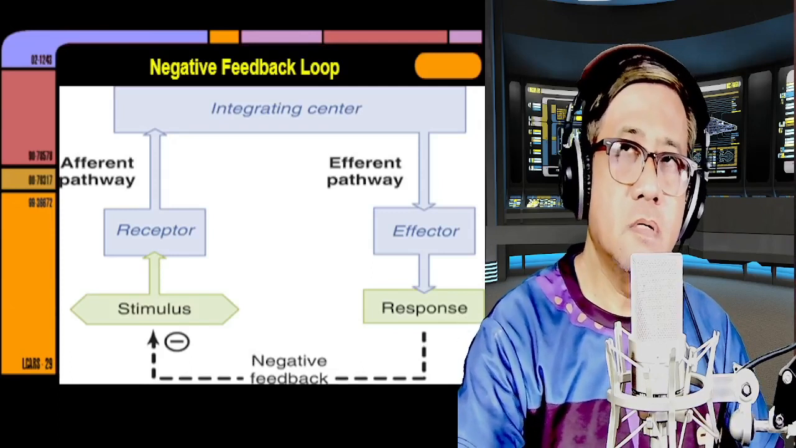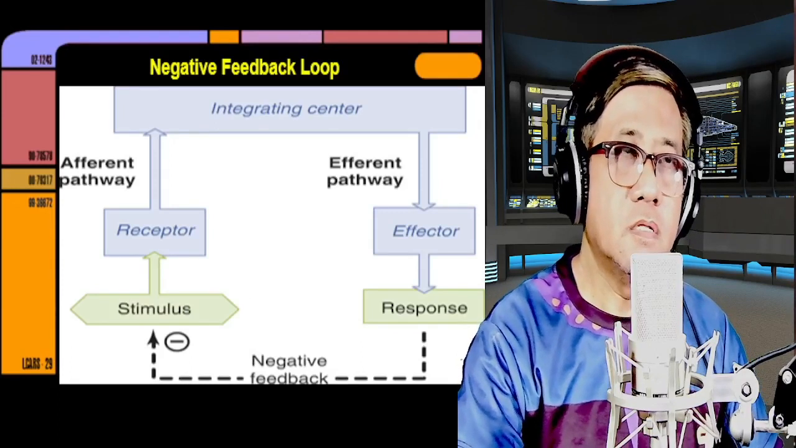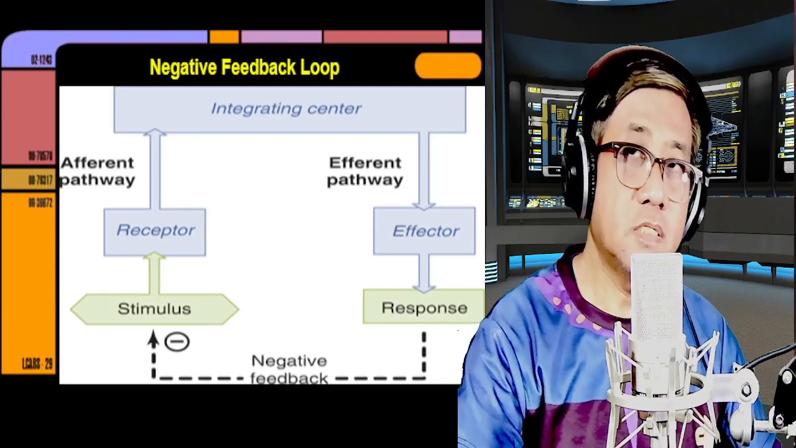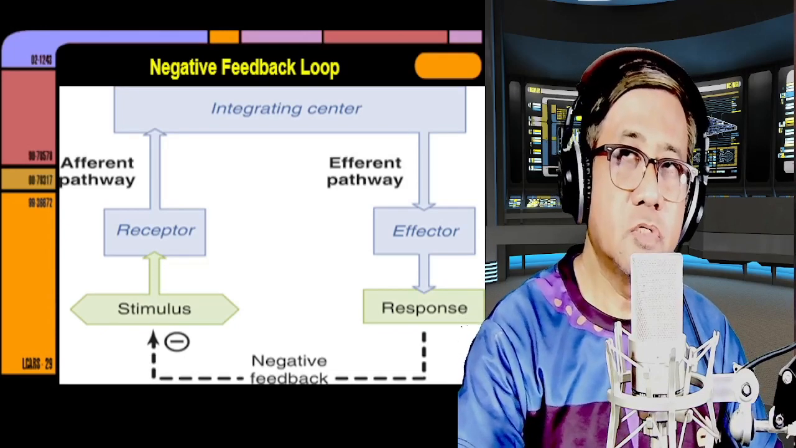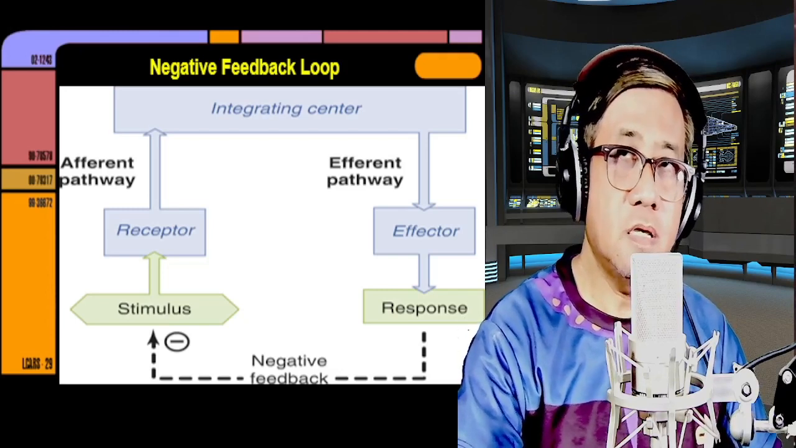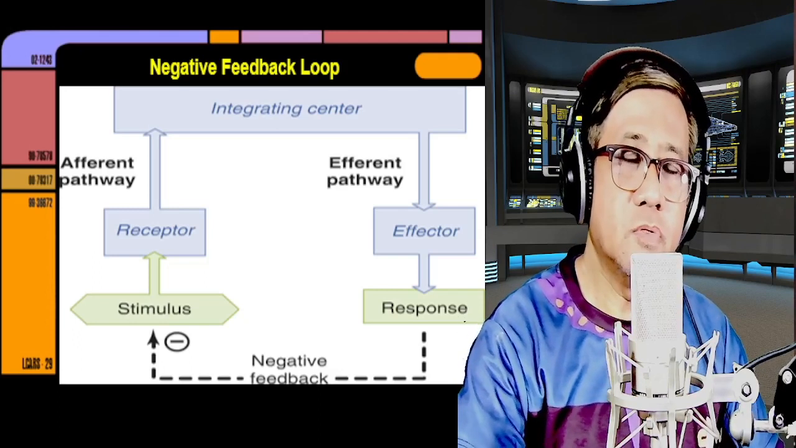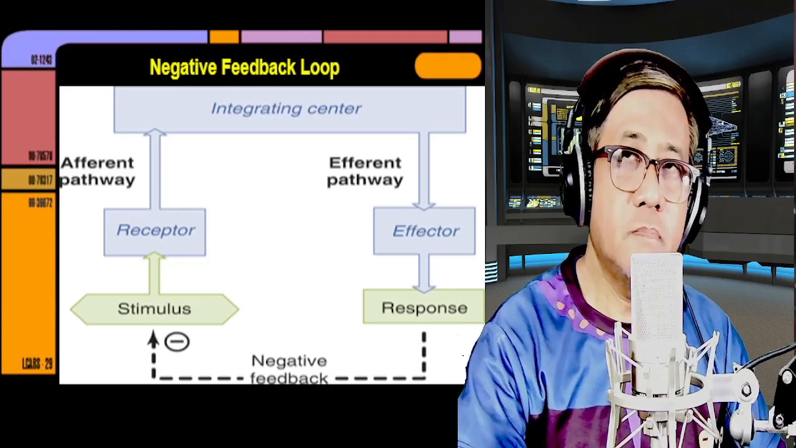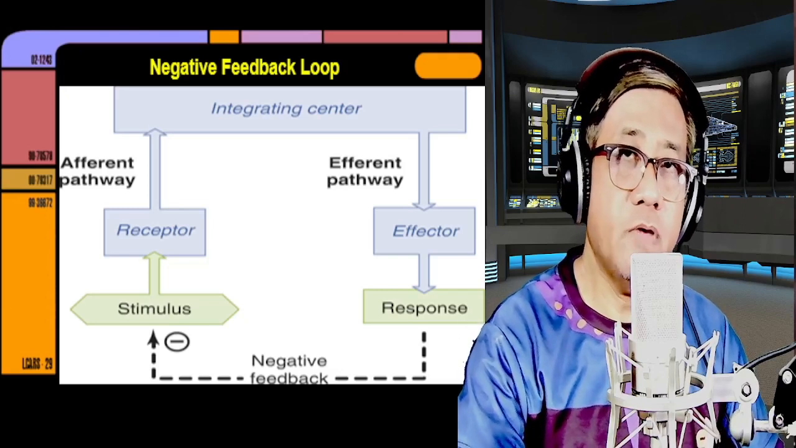So everybody kindly take a look at this diagram. So again, first we have the stimulus. For example, the stimulus can be any changes in temperature. Our skin has receptors that can detect these changes in temperature. These receptors will send information to the integrating center or the control center. So this communication flow from receptor to the control center or the integrating center is what we call the afferent pathway.